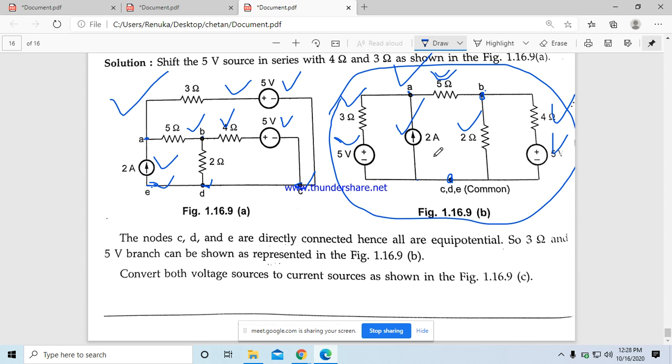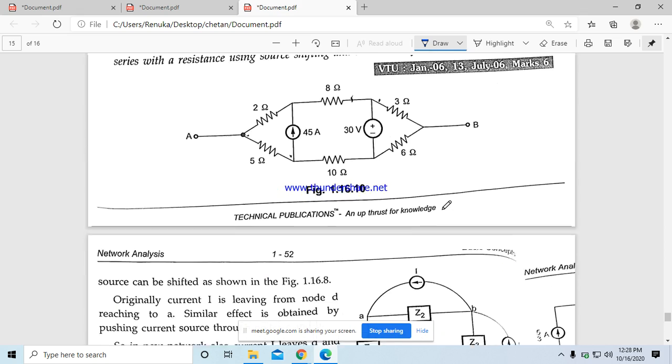So next, I am trying to find out the current across the 2 ohm. I want to find out the current across this 2 ohm. So next, I will see what techniques I can use so that I can clearly simplify this circuit. I will see that.